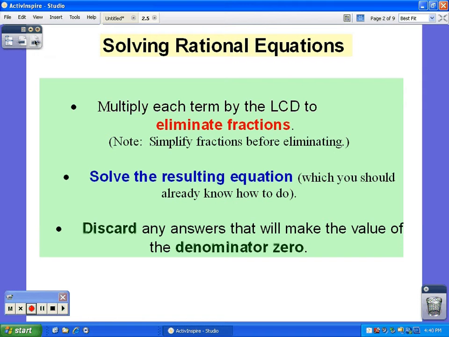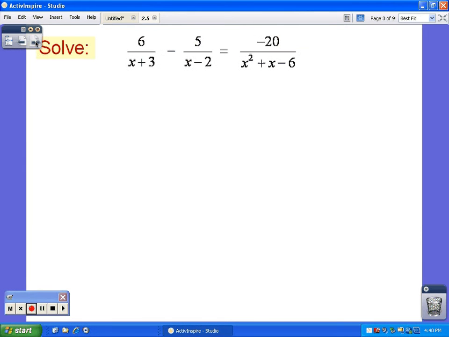Not to see if you did it right or wrong, but to see if you can use that number as an actual answer. Because you remember, you cannot have 0 in the denominator, so you got to make sure your answer does not make the denominator 0.